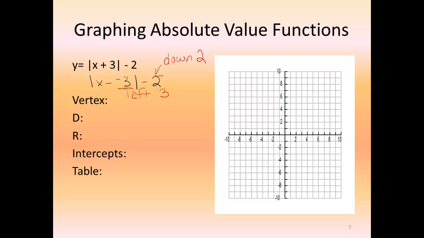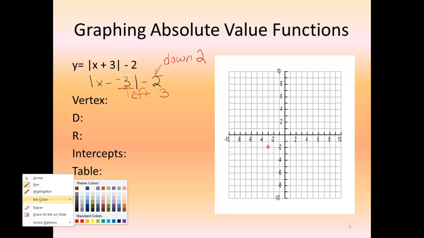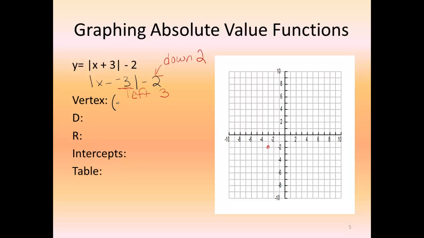And what those two transformations do is move the vertex. Instead of starting at 0, 0, I can go left 3, down 2, and that's the location of my vertex now. This vertex is at -3, -2. My domain is all real numbers. The range of this graph, I know it's going to open up, so my range is going to start at -2 and go up to infinity.